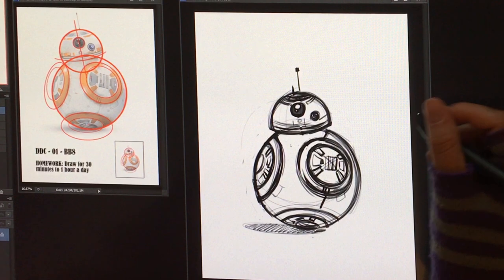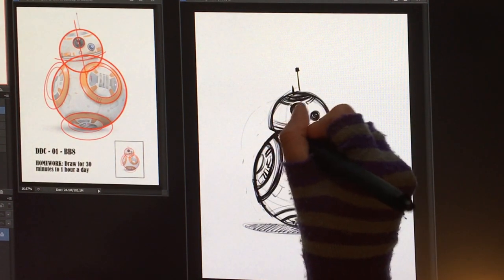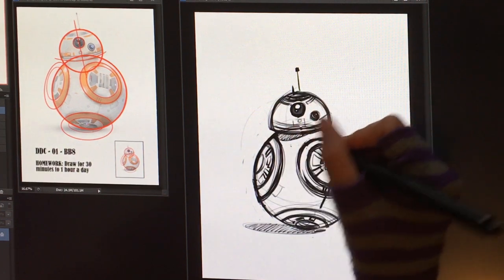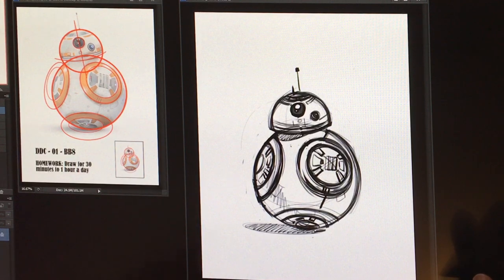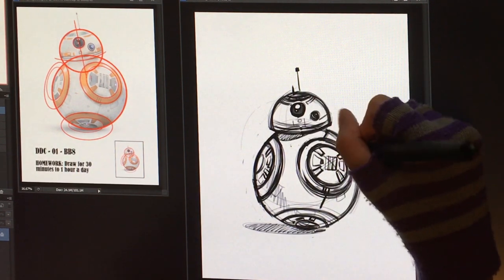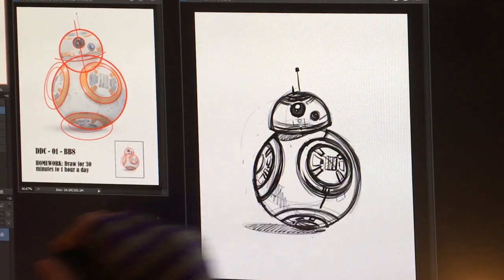Alright, that'll make him feel more grounded. And you could probably draw a little bit of a shadow right here, too. Okay, a little bit of a shadow right here. Okay, so pretty much got it. Are you happy with your drawing? Hope so.